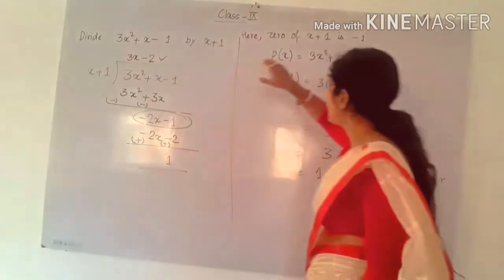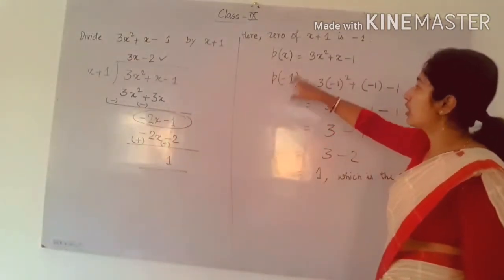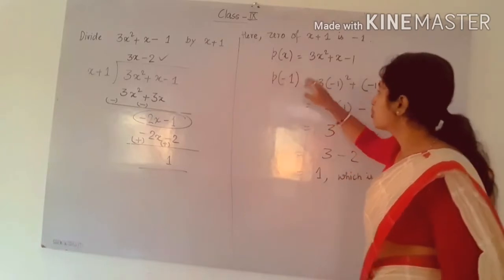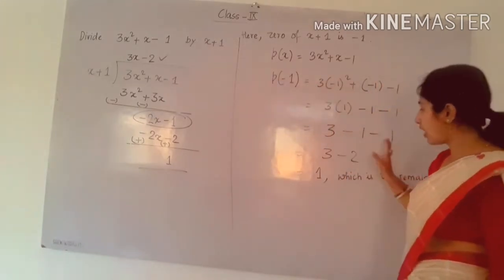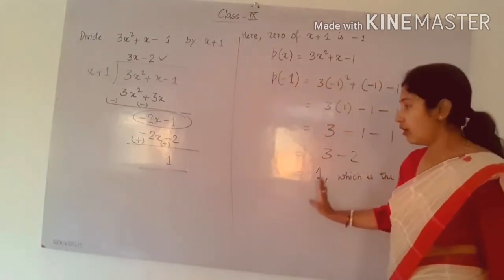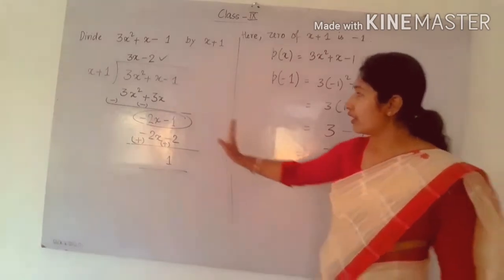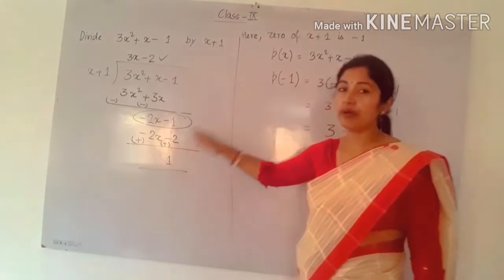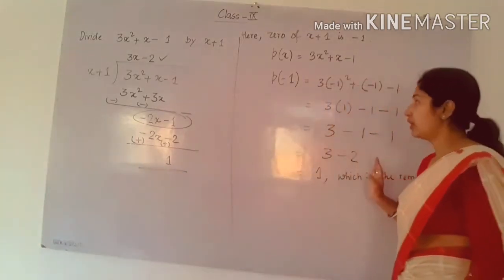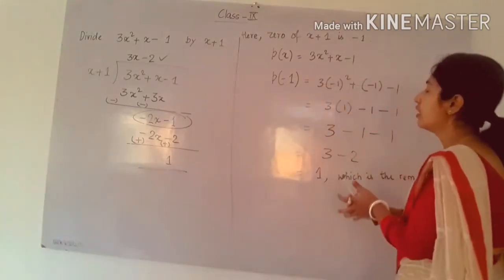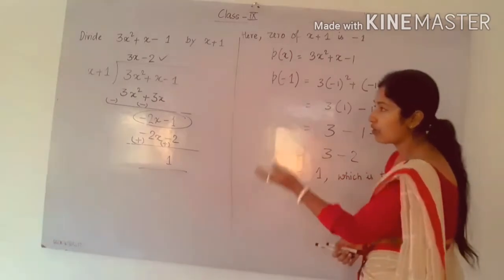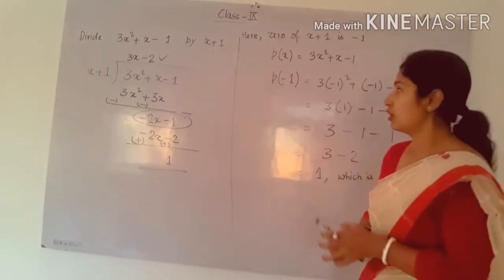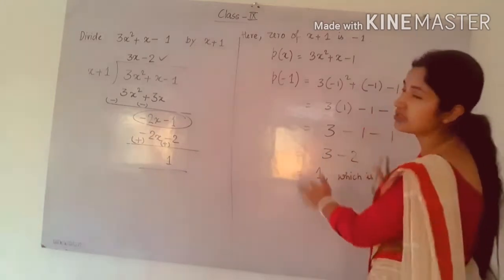So by putting x equal to minus 1 in this polynomial, which I have taken as p(x), what do we get after simplification? 1, which we already got in the long division method also. So this method is applicable and that method is also applicable. We are just checking whether the remainder from the long division method is correct or not. So we can also check by this method.